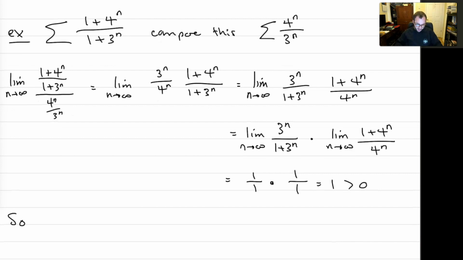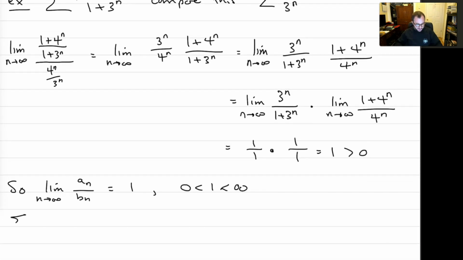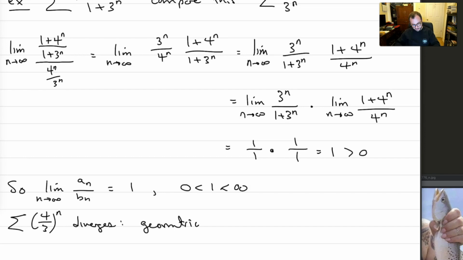All right, so the limit as n goes to infinity of a_n over b_n is equal to 1. 1 is between 0 and infinity. This series, 4/3 to the n, that's the 4 to the n over 3 to the n, diverges, since it is a geometric series with r equals 4/3, which is bigger than or equal to 1. So I've just compared my series to a divergent geometric series.